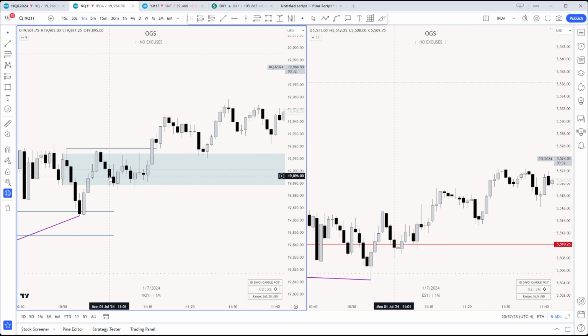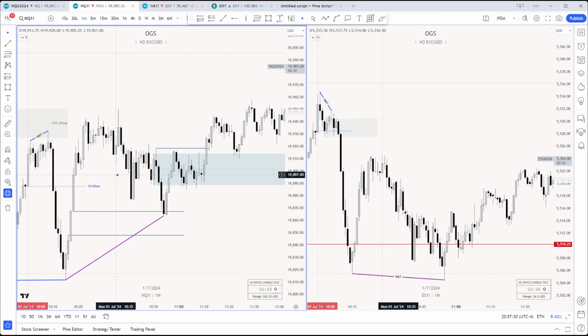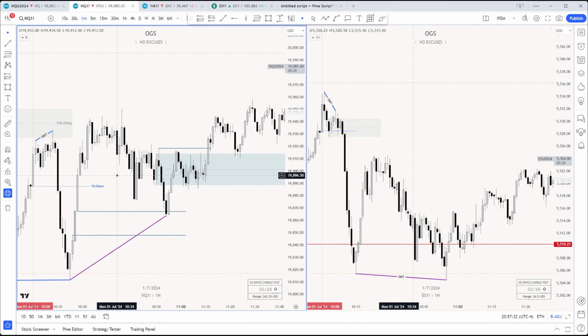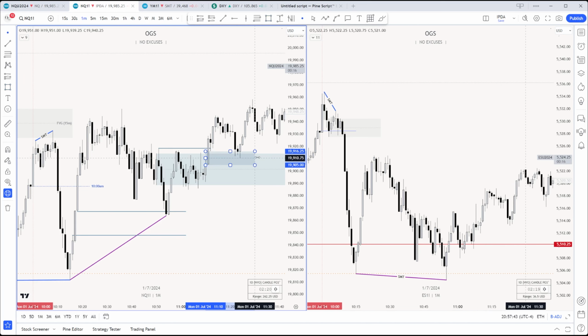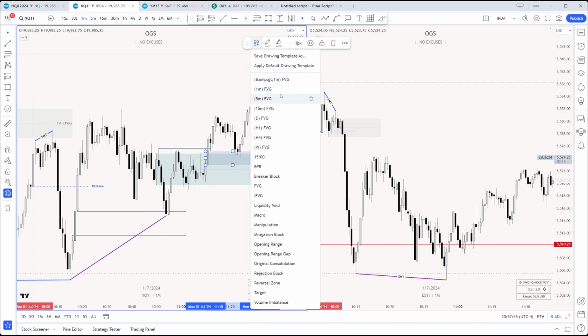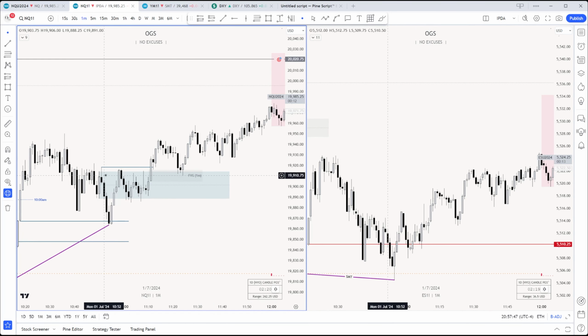lower time frame breaker. Now, I don't teach people to execute below the 1 minute chart just because it is very hard to do. It's very hard to filter the information you see there. But just again, looking at a brain dead mechanical entry, you had this beautiful 1 minute fair value gap overlapping with this 1 minute breaker block, which gave you your unicorn.